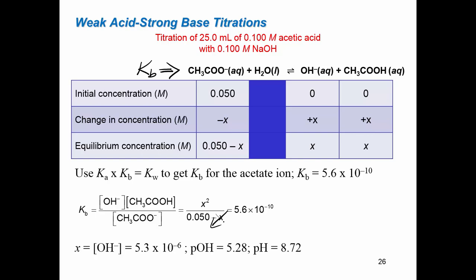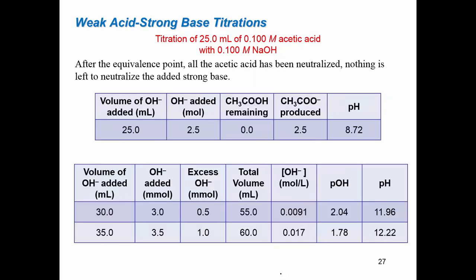You could then calculate the pOH, and from there calculate the pH. Remember, pH plus pOH equals 14. So you see, this chapter really brings in all of the concepts from the last 2 chapters. So it's really important to have a strong foundation.